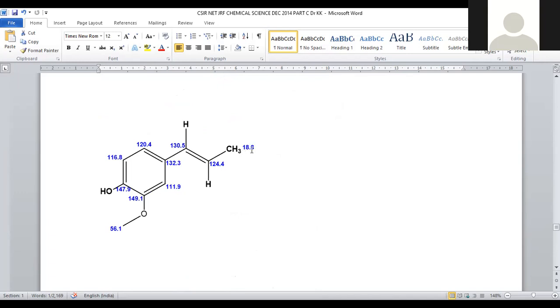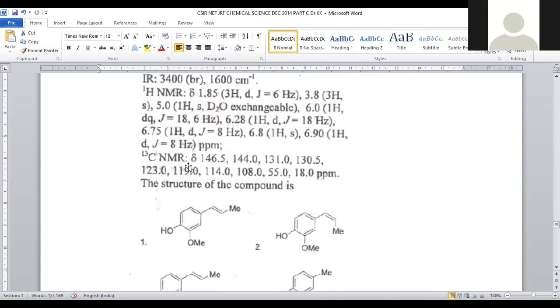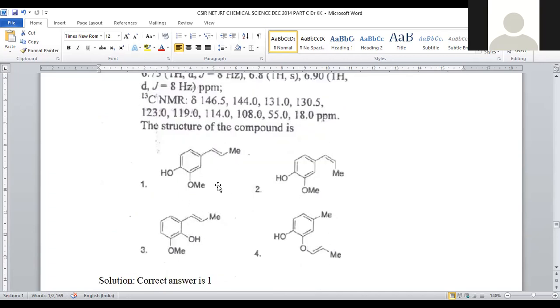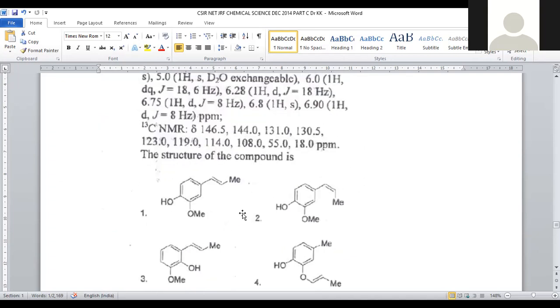C13 data denotes 18 belongs to methyl, and 124, 130. So these peaks are available, and that is for the trans functional group. Cis may not be possible. This cis is not possible, only trans is possible, right? So those are available in either option number 1 or 3.